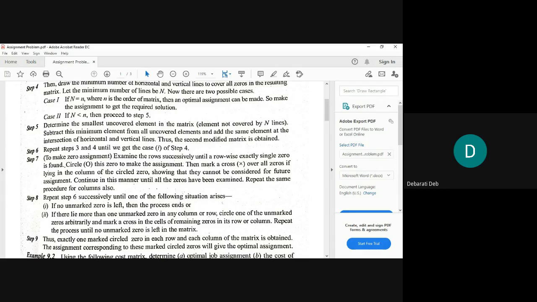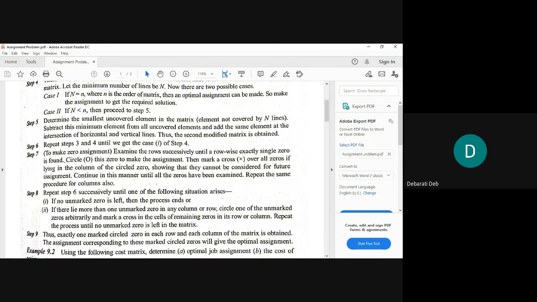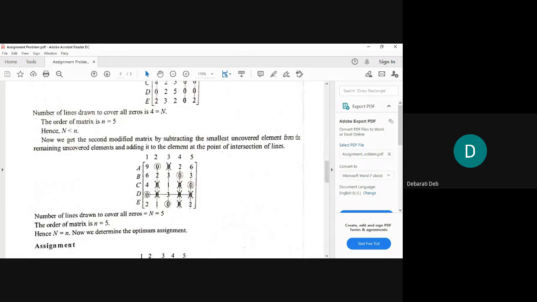It says you will have to identify the smallest uncovered element in the matrix. Then you have to deduct that smallest or minimum element from all the other uncovered elements. Now we have nothing to do with the covered elements. So we will deduct that minimum element from all the uncovered elements, and we will also add this minimum element at the intersection of the horizontal and vertical lines. How to do this? Let us look at the example and find out.